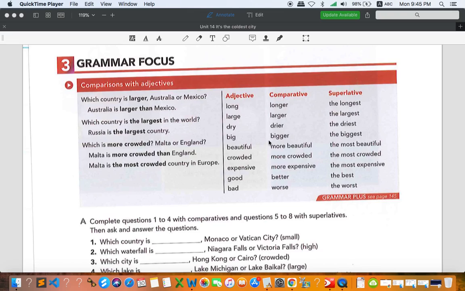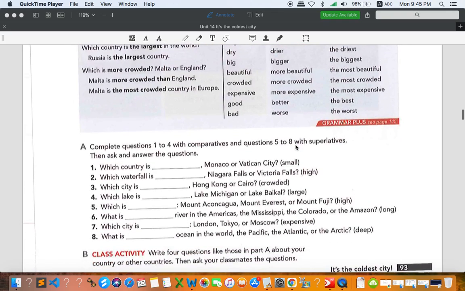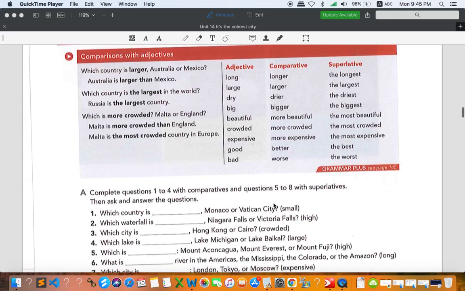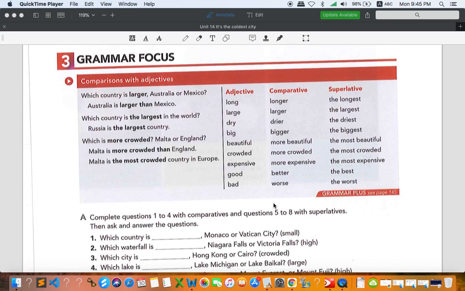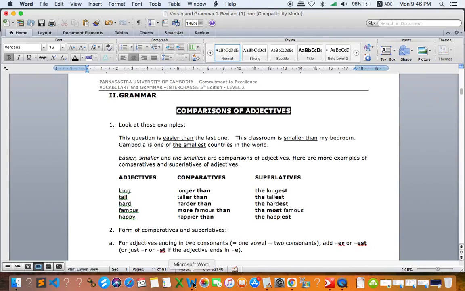Okay, so today I would like to explain more details about comparisons with adjectives. As you can see right here, we have the comparative adjective and the superlative adjective. I think some of you, or maybe all of you, have done this exercise, but I need to explain in more detail as I promised yesterday. So let's get started with the handout that I prepared for you.